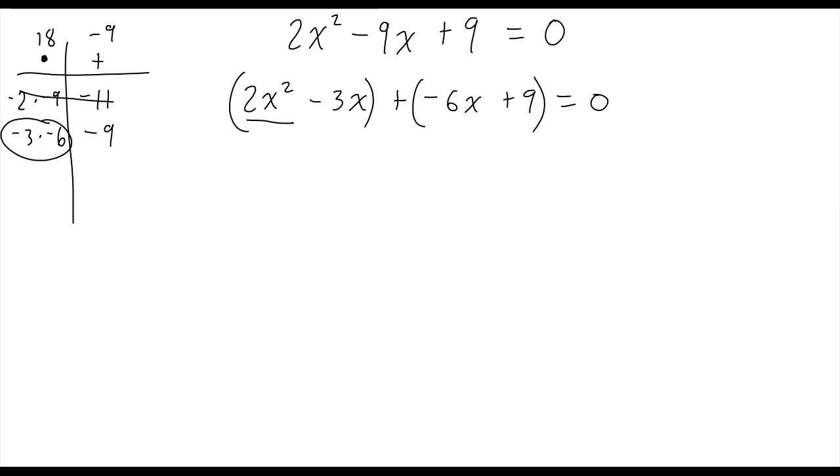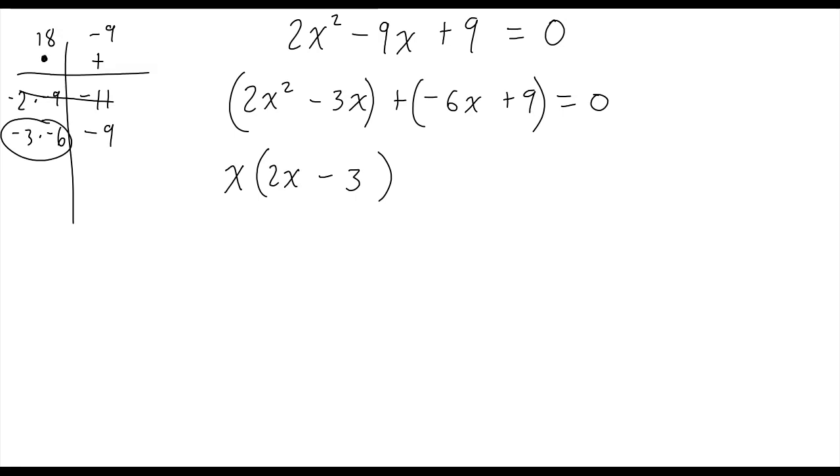2x squared minus 3x. They both have an x multiplied inside of their expression, so I can factor out a common x and then answer the question, x times what would give me 2x squared? That would be 2x. X times what would give me -3x? Well, that would be -3.